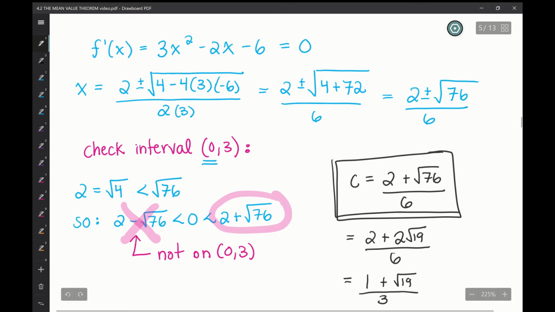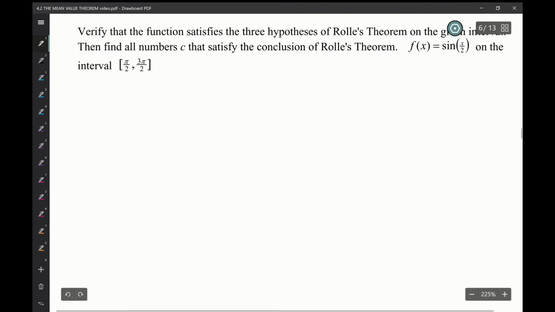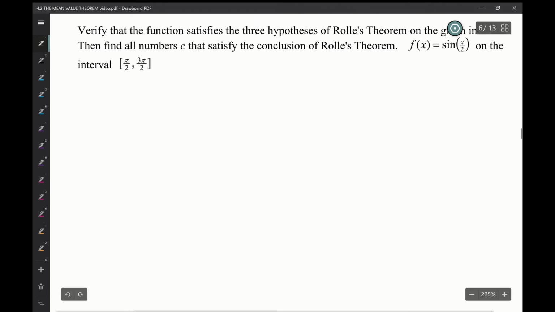Let's take a look at one more example, this time with a trig function. So we want to verify that the function satisfies the three hypotheses of Rolle's theorem on the given interval, then find all numbers c that satisfy the conclusion of Rolle's theorem. Our function this time is f of x is equal to sine of the quantity x over 2 on the interval from pi over 2 to 3 pi over 2. So first let's verify that this function satisfies the three hypotheses.